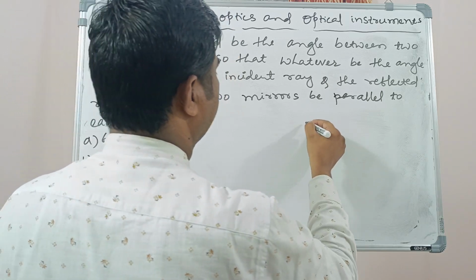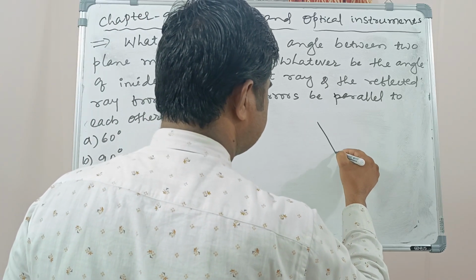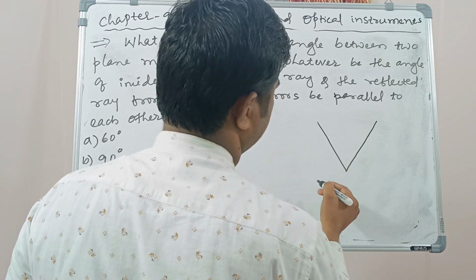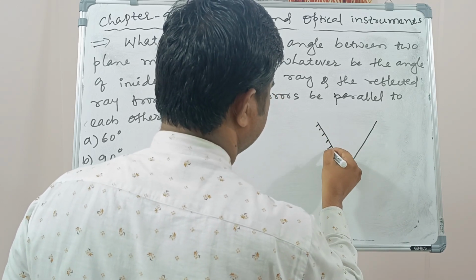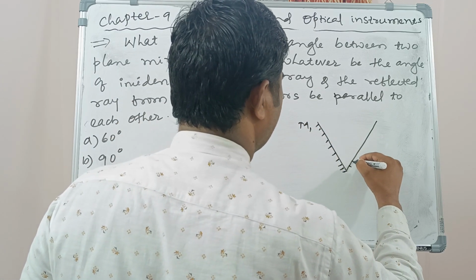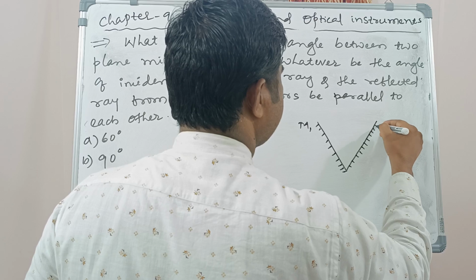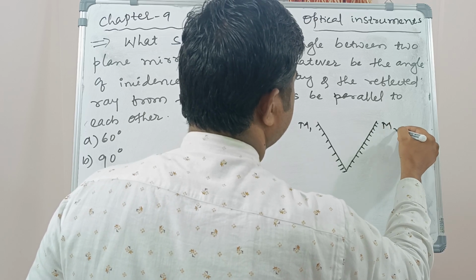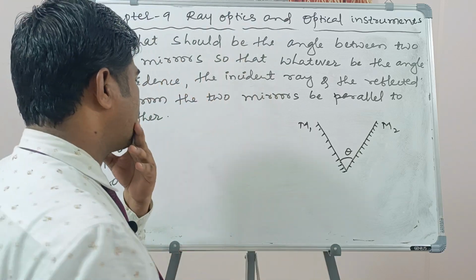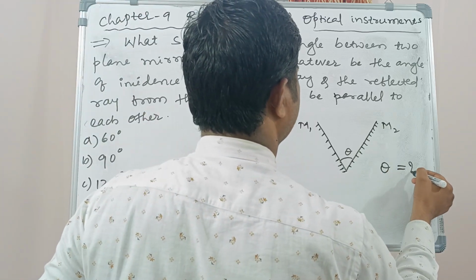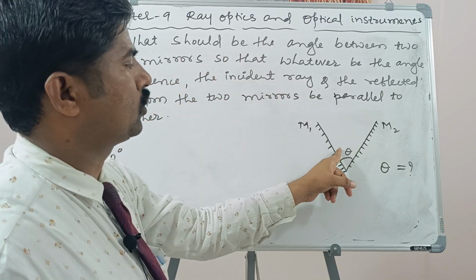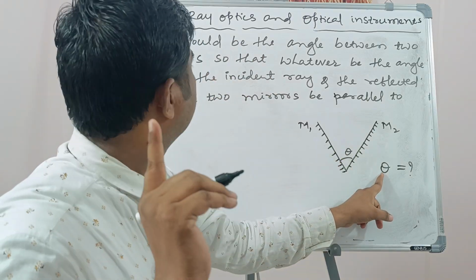Let's say, for example, I'll keep two mirrors like this. This is mirror 1 and this is mirror 2. It is inclined with an angle theta. They are asking what is the value of theta. What should be the angle between the two plane mirrors?